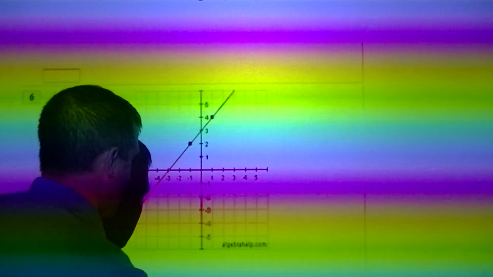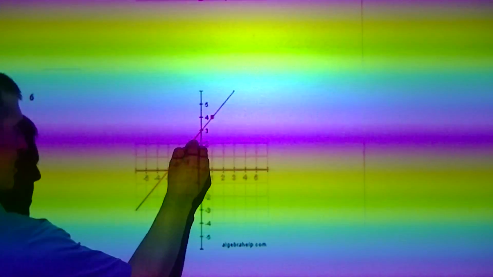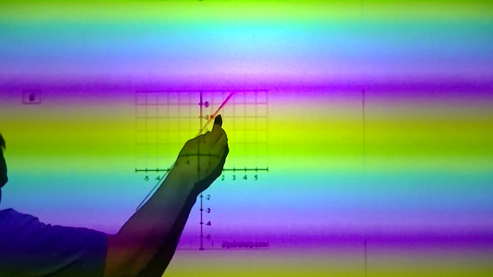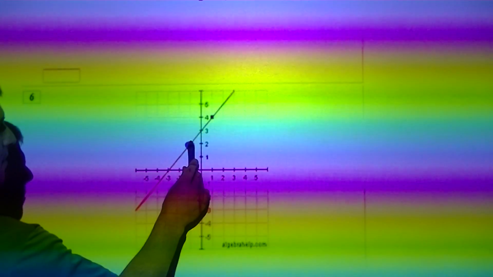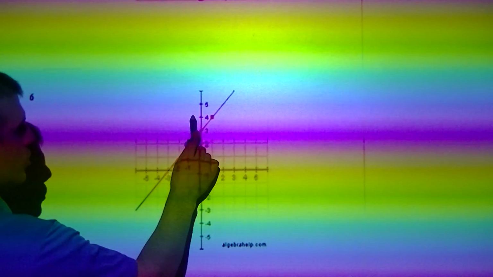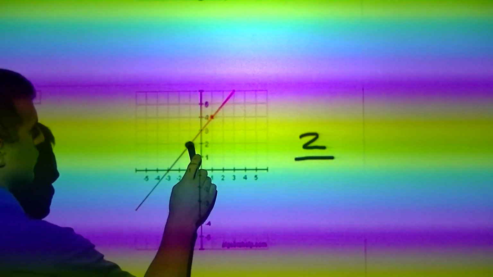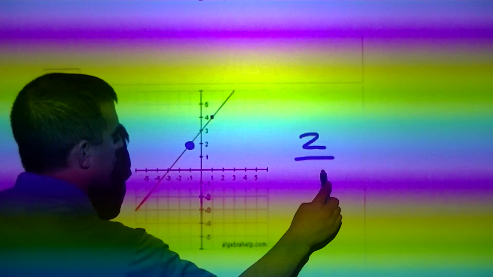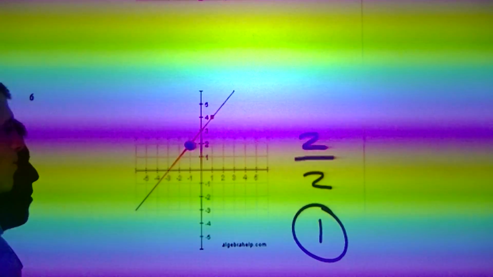Moving on to this one. I'm going to start from this point right here. I could have started from any of the points. It doesn't matter. It'll work no matter where you start from. I'm going to go 1, 2 up, 1, 2 over. 2 divided by 2 is a slope of 1.